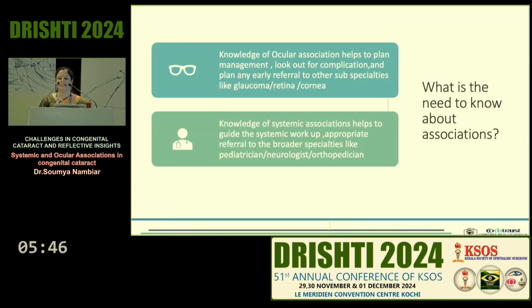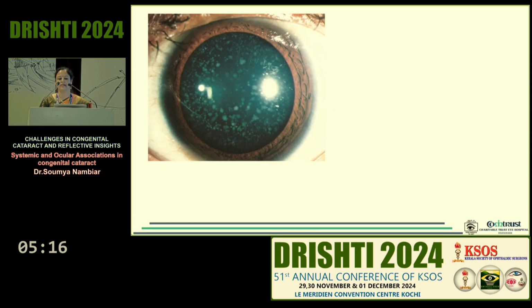So what is the need to know about these associations? Only a knowledge of these ocular associations will help us to plan the management, help us in looking out for complications and plan an early referral to other subspecialties like glaucoma, retina, or cornea. And a knowledge of systemic associations helps us to guide the systemic workup and appropriate referral to other specialties like a pediatrician, a neurologist or an orthopedician. You should know beforehand, when you see the type of cataract, where you have to send the child.